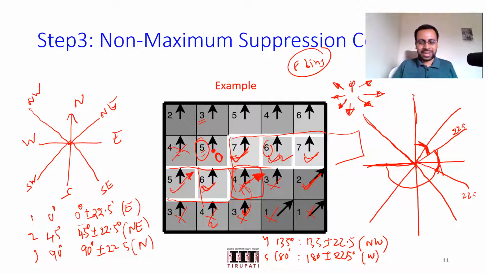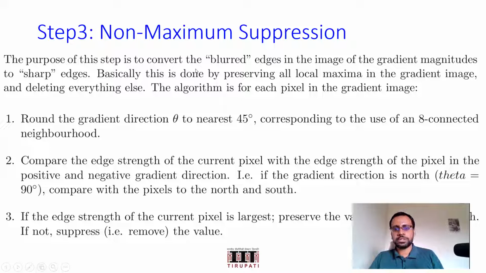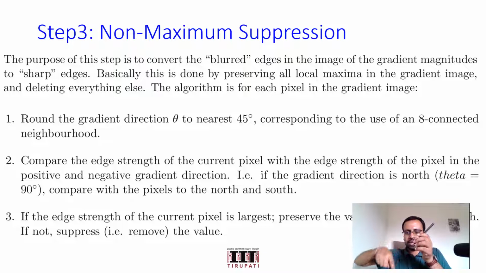Hopefully, I have some text also somewhere. Let us read it and if any correction is required, let us do that. The purpose of this step is to convert the blurred edges in the image of the gradient magnitudes to sharp edges. Blurred one is becoming sharp because you are looking in the gradient direction and just keeping that which is having the maximum intensity. Basically, this is done by preserving all local maxima in the gradient image. You are just looking locally, either top bottom or left right or plus 45 degrees, say 90 plus 45, 135 degrees, and 270 plus 45, 315 degrees. So you are looking at the local maxima.